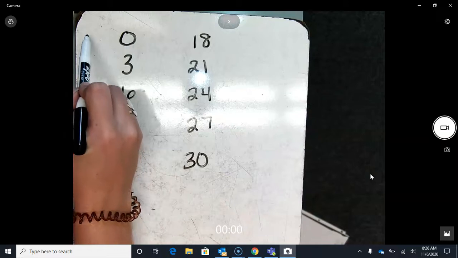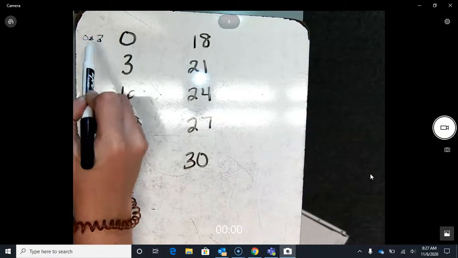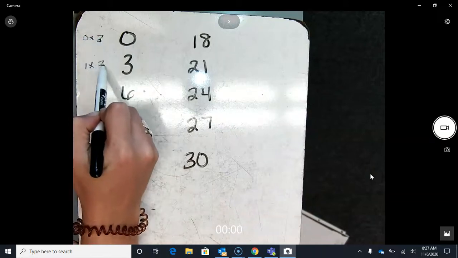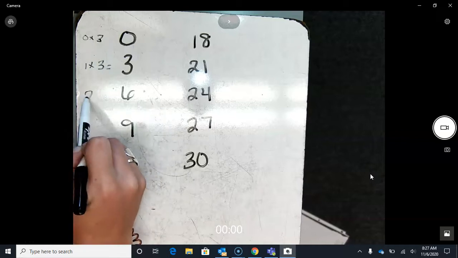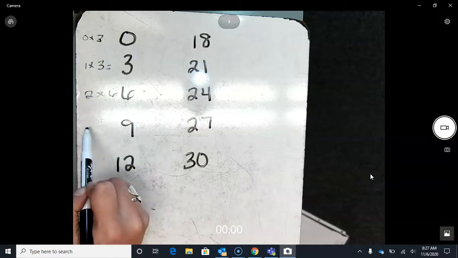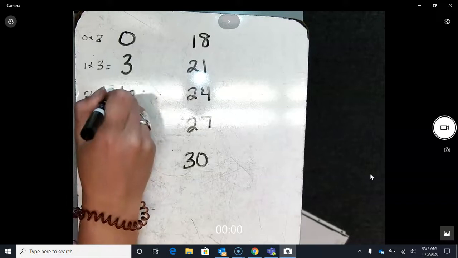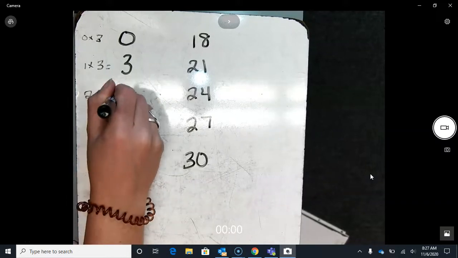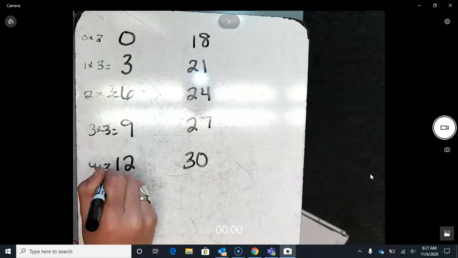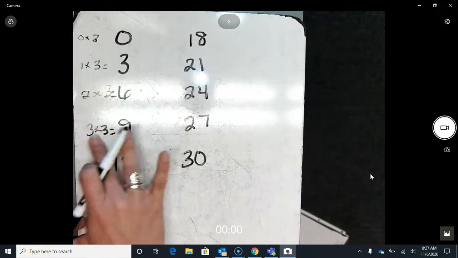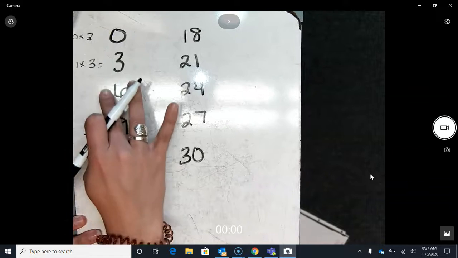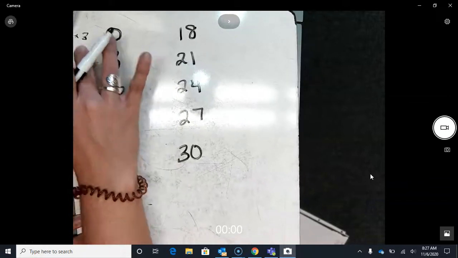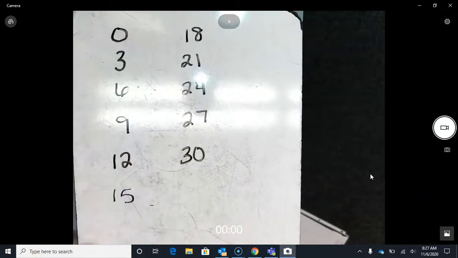So this would be 0 times 3. This would be 1 times 3. 2 times 3. Ooh, what am I writing? 2 times 3. 3 times 3. 4 times 3, and so on. So when we skip count these up and we're repeatedly adding, we're actually finding the product to multiplication equations. And we're going to practice that a little bit all week, so don't worry if this is new for you.